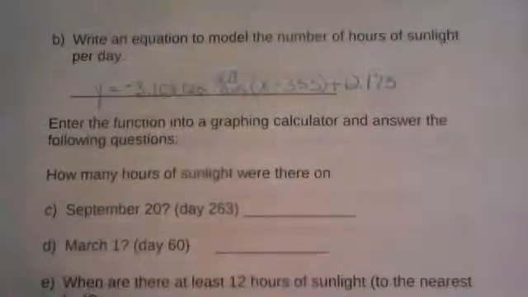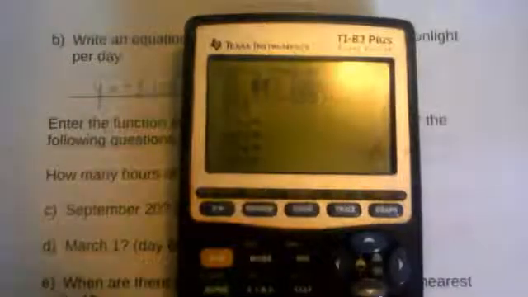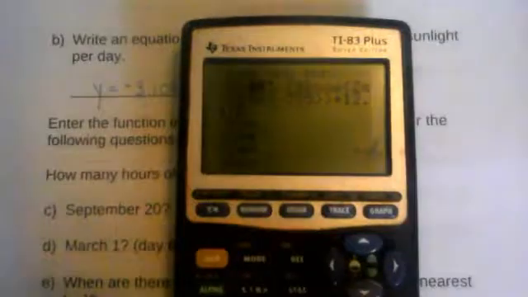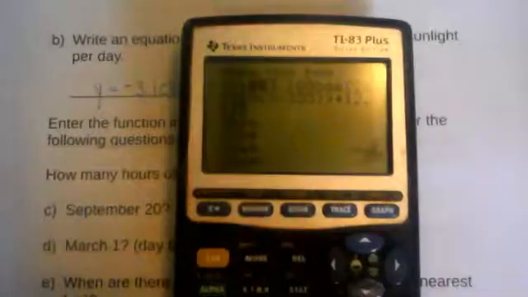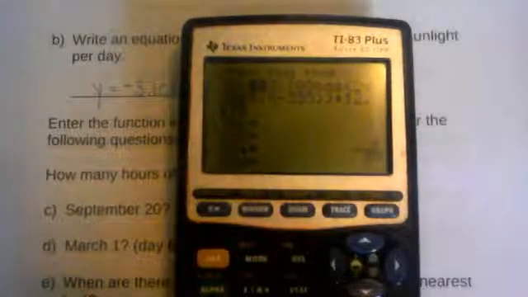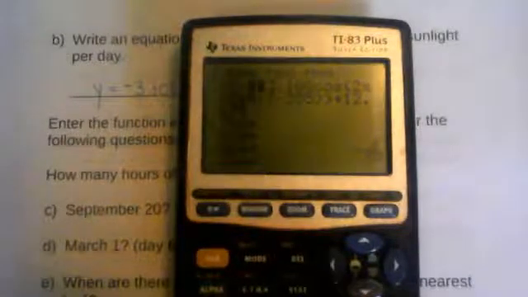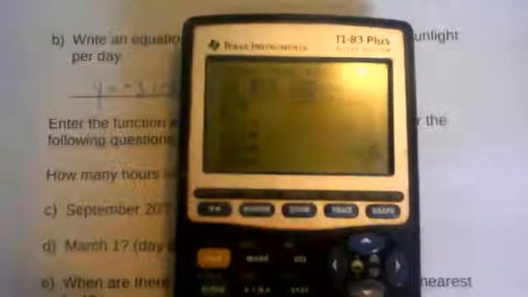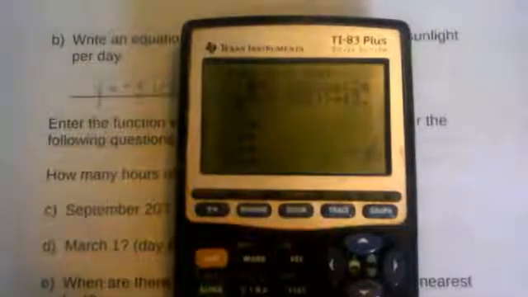All right, so it says enter the function into the calculator. We're going to answer our questions. So here is our equation. Negative 3.108 cosine, open parentheses, 2 pi over 365, open a new set of parentheses for our left-right shift, x minus 355, close them both out, plus our up-down shift, 12.175.